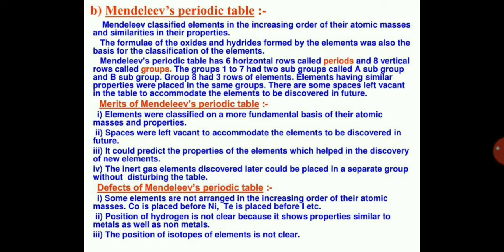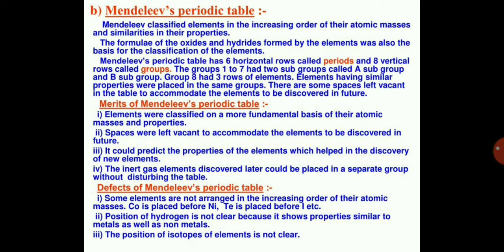So they had kept the empty spaces also, so that someone would discover the element and then they would put the element over there. The merit of Mendeleev's periodic table was that elements were classified on the more fundamental basis of their atomic masses and properties. The whole table was dependent upon the atomic mass.